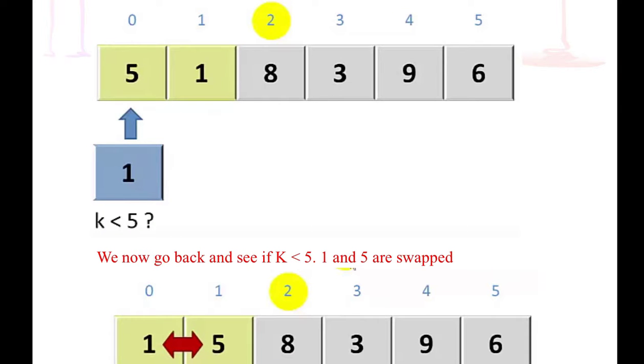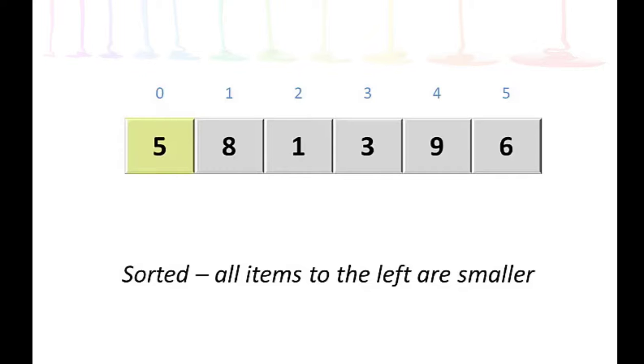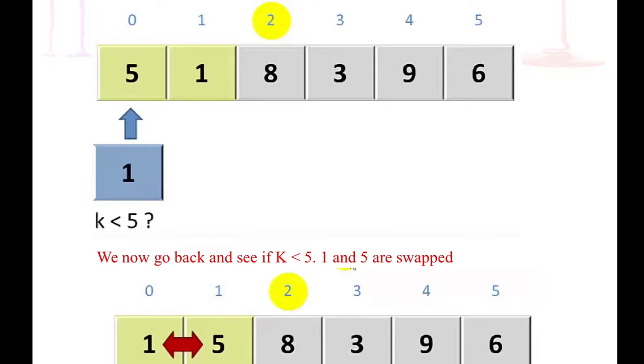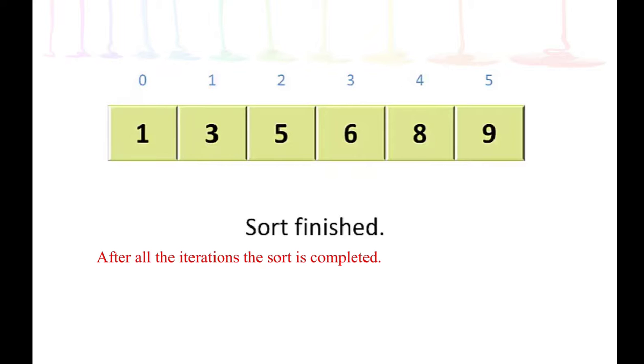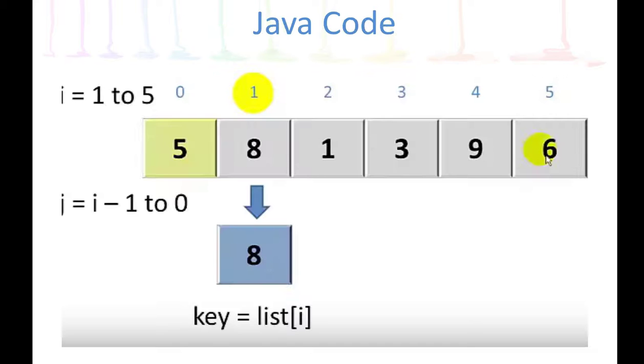We now go back to k. Is it less than 5? As you see, I won't go through that manually, but you'll see how that works. It started off at 581396, and as you see, it ended at 135689. It did the same sort that we did earlier. Is this number greater? But this time we said it's less because we want the smallest number first. So an insertion sort is not a fast sorting algorithm because it uses nested loops to shift items into place. It is useful only for small data sets. Once again, it runs O(n^2).